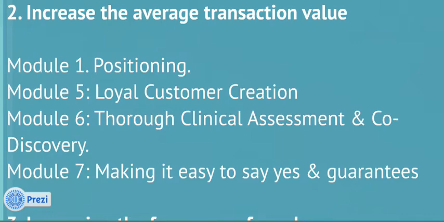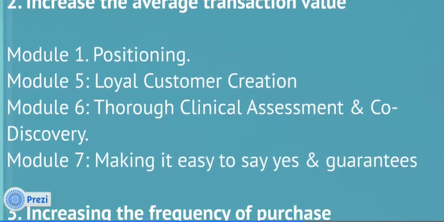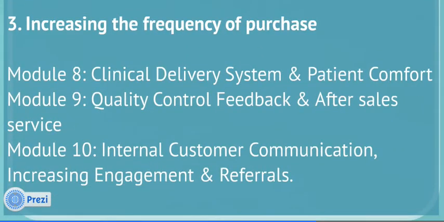Look at Module 7, make it easy to say yes and guarantees. Make it easy for people to say yes to the treatment they want and to be able to afford it and pay and start as soon as possible. Then we look at increasing the frequency of purchase. In Module 8, we look at clinical delivery system and patient comfort, making sure they want to come back because they had a great time.